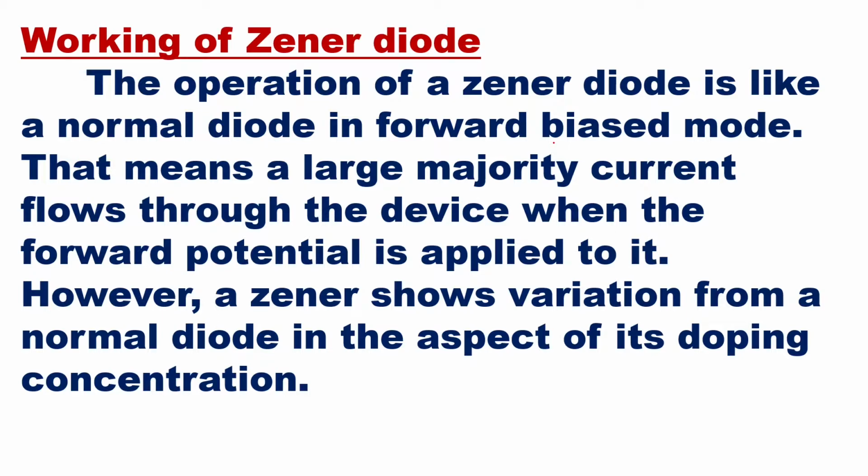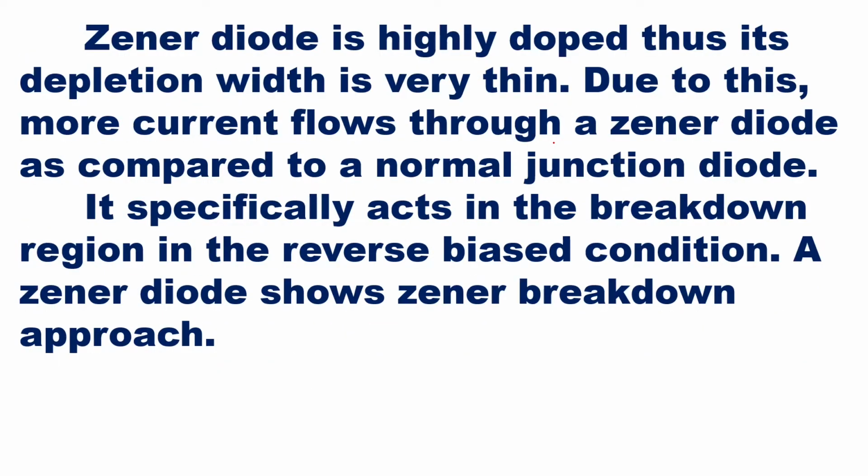However, a Zener shows variation from the normal diode in the aspect of its doping concentration. Doping concentration is important because the P and N type of material which you are having in Zener diode are heavily doped as compared to a normal diode. Zener diode is highly doped, that is heavily doped, thus its depletion width is very thin.